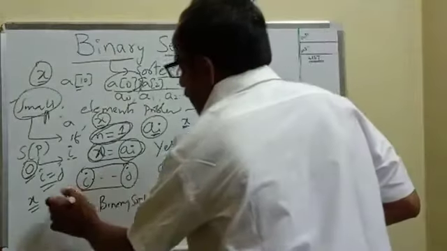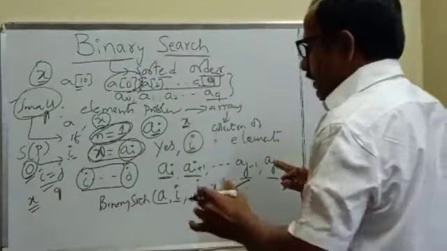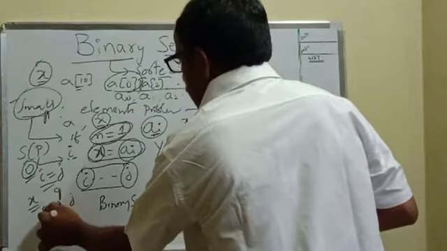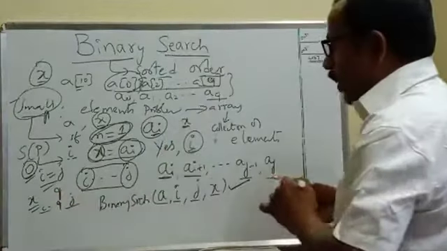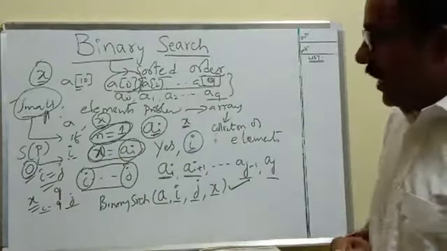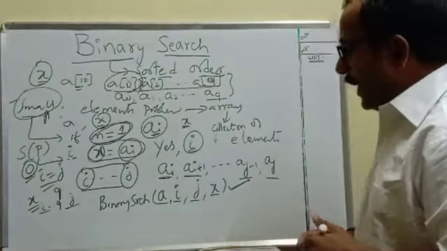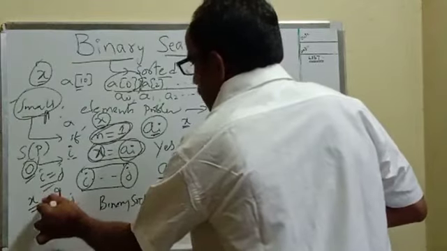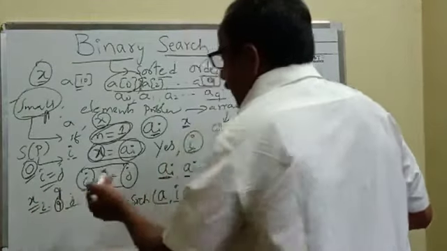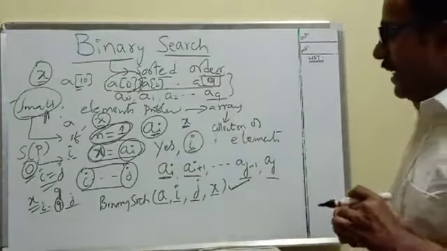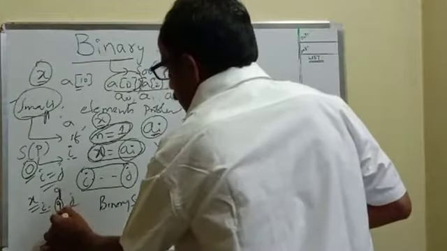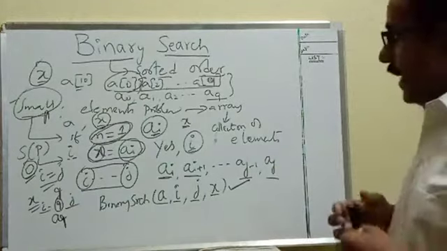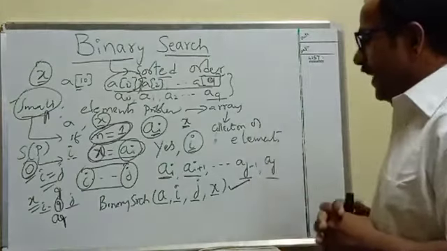Suppose you select any location number q that lies between i and j. We are selecting one location number here, between i and j. I will tell you how we can select the location number. There is a criteria for selecting it, but once you select one location number q between i and j, the element located at q is aq. Here we get three possibilities now.